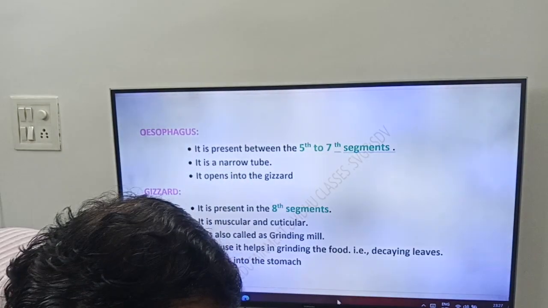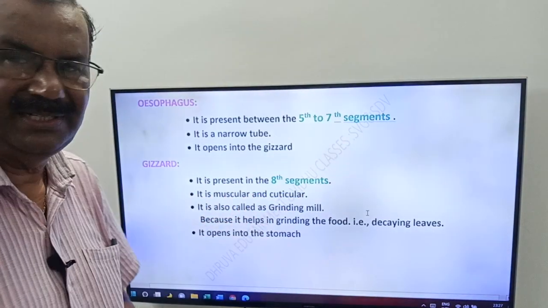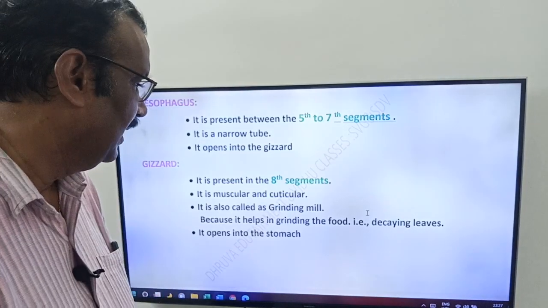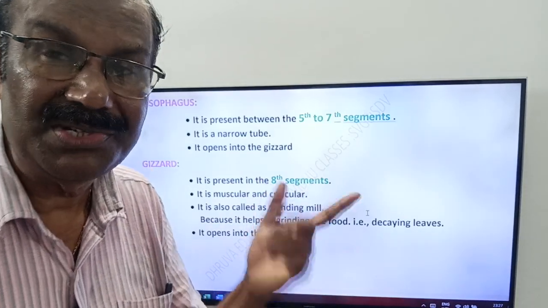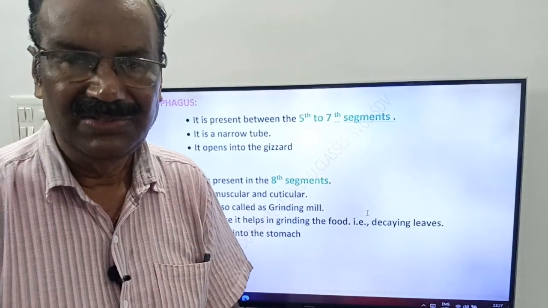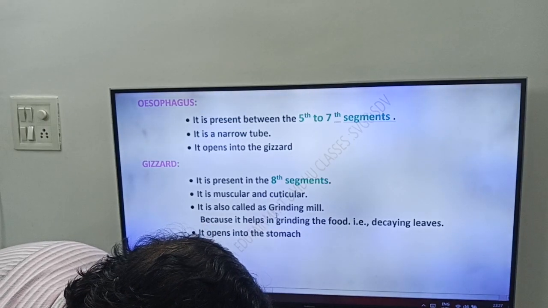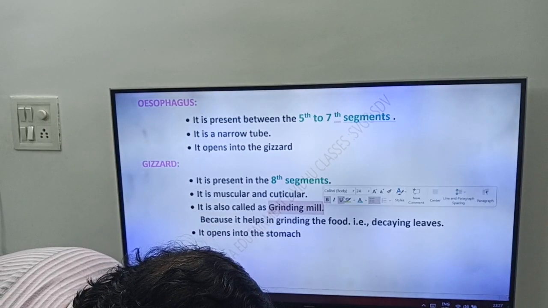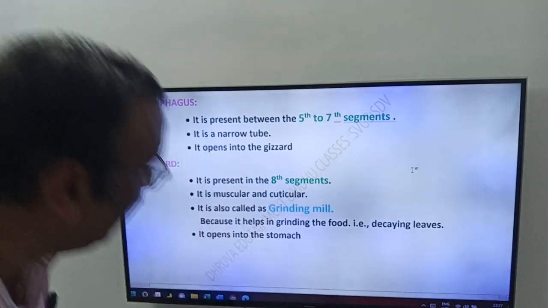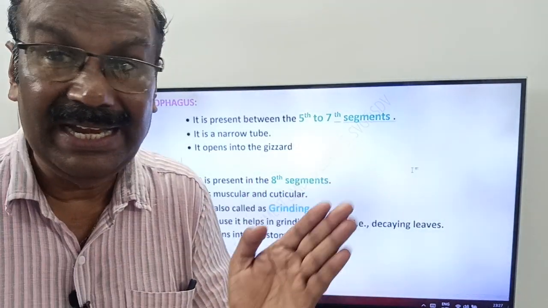See friends, come to gizzard. It is present in the 8th segment. It is a muscular and cuticular structure. It has muscles and internally it is made up of cuticle. See friends, it is also called, very very important, grinding mill. Gizzard is also called grinding mill.